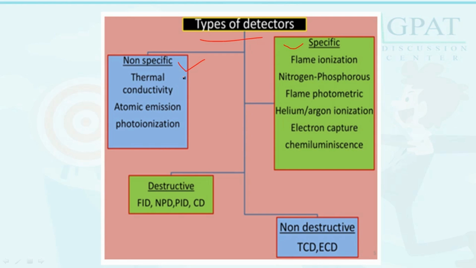In the non-specific: thermal conductivity detector, atomic emission detector, photoionization. In the specific: flame ionization, nitrogen phosphorus, flame photometric, helium argon ionization, electron capture, chemiluminescence. In the destructive detectors, FID, NPD, PID and CD are used. In the non-destructive, TCD and ECD.